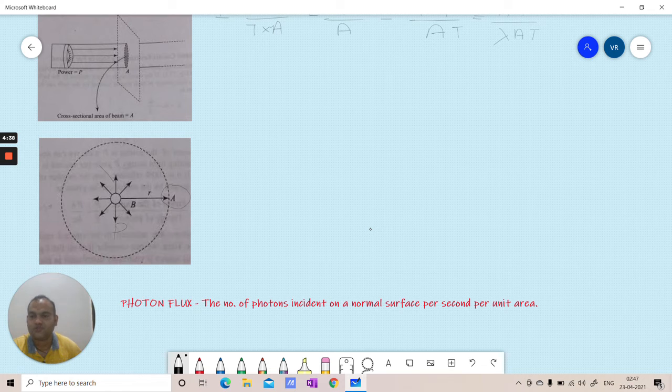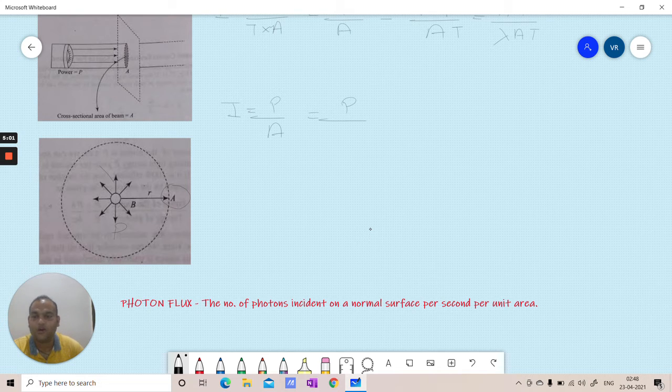So this source will emit photons in all directions. It will emit energy in all directions. So if it is emitting energy in all directions, photons will go in all directions. So there will be a split up, right? What we can write here is intensity is equal to, we wrote, power by area. So power is P, the same as we have written, because the source power is P.